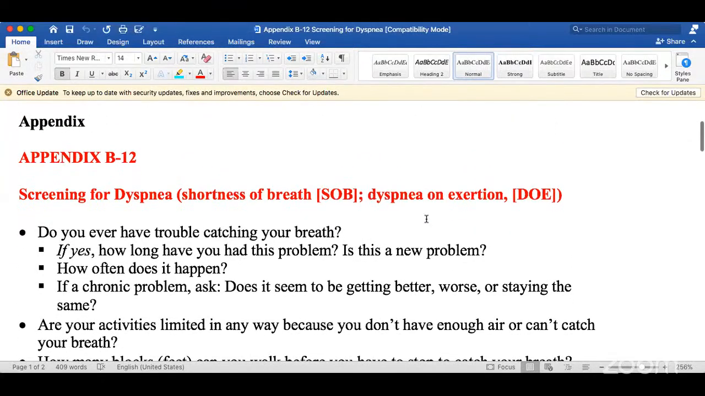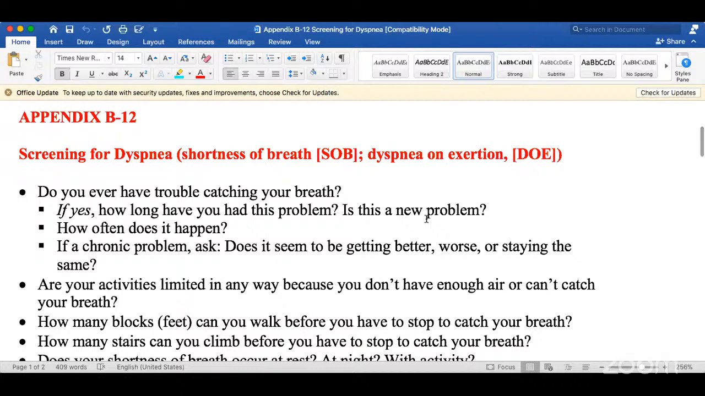So, screening for dyspnea: do you ever have trouble? Because you can't just ask the patient, do you have dyspnea? Or do you have trouble breathing? The way you define that difficulty breathing, one person defines it will be different from the way another person will define it. So that's why it's important to ask those questions.